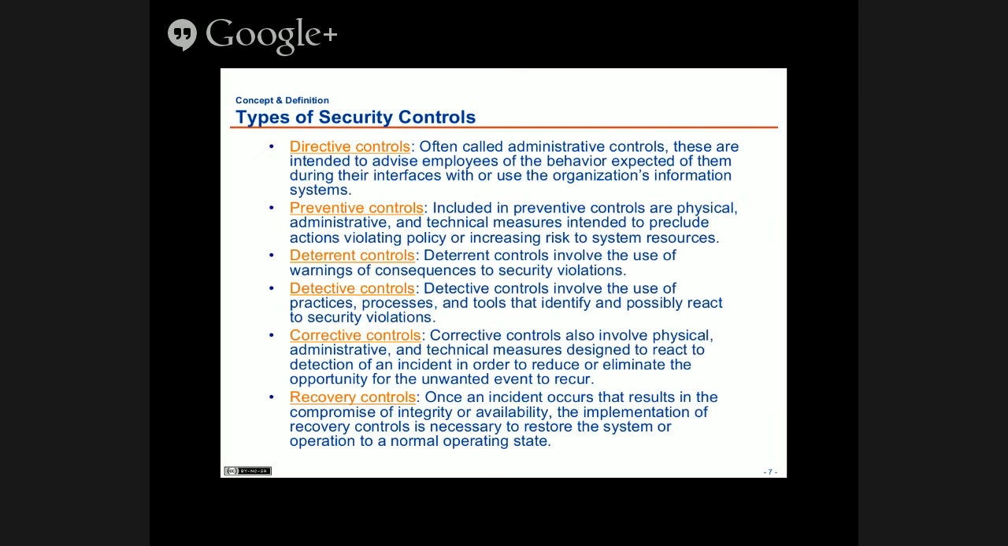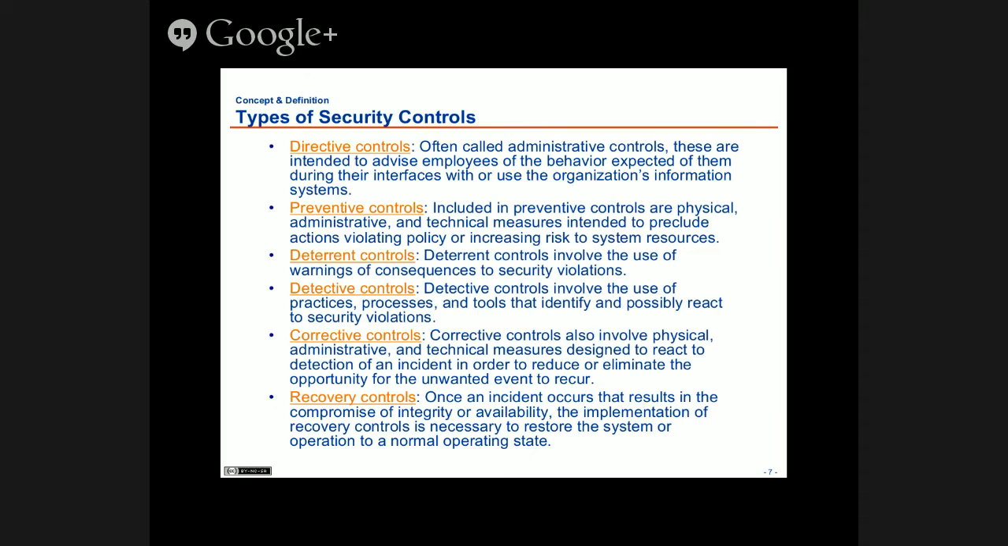Now you have directive controls, and basically these are the items that are intended to advise employees on the behavior that's expected of them during their interfaces with or the use of our organization's information systems. Then you have preventive controls, and these are basically controls that are to preclude any actions violating policy or increasing risk to system resources.